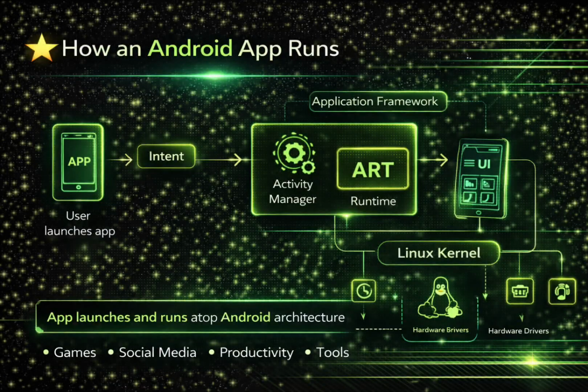How an Android app runs. When you tap an app icon, the system performs several steps: creates a process for the app, loads the required classes, launches the main activity, draws the UI on the screen, interacts with system services, and responds to user actions. This entire flow is managed by Android's framework.